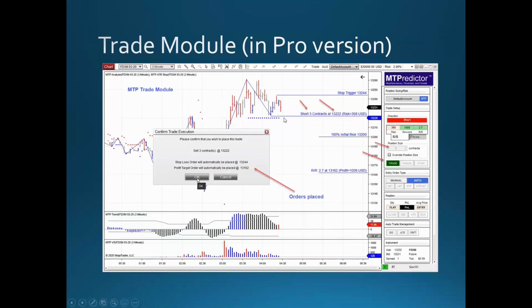Then once the order's in there and working, it will do some nice whizzy things. Like if it goes to the stop level first, it will cancel your orders. If it goes through and you're in a position, it will place your stop order and your target order. You can then do lots of things with managing your trade as it goes. So our Pro version has this trade module, and it makes entering and managing your trades quite easy, and also quite efficient and quick.